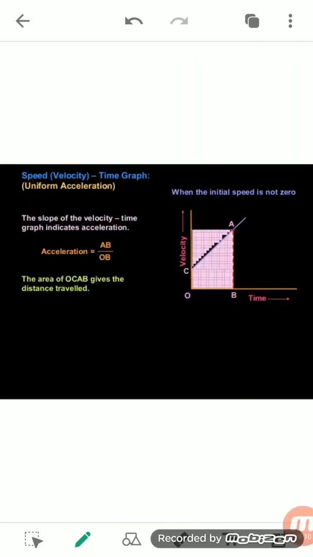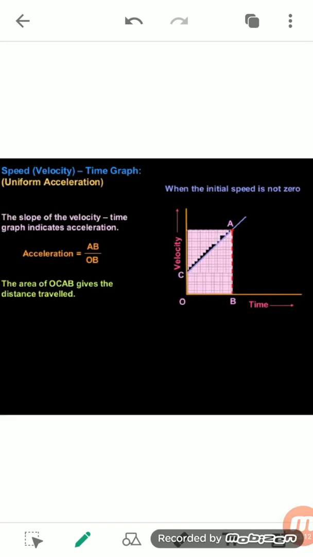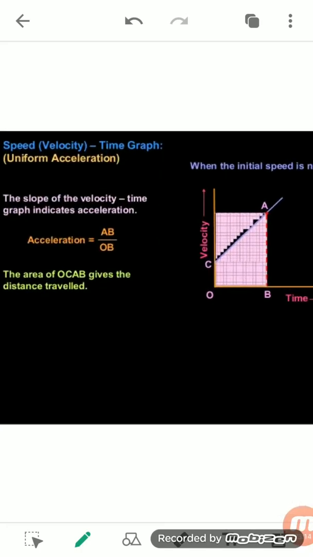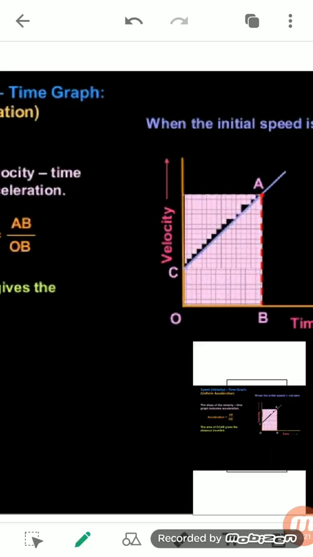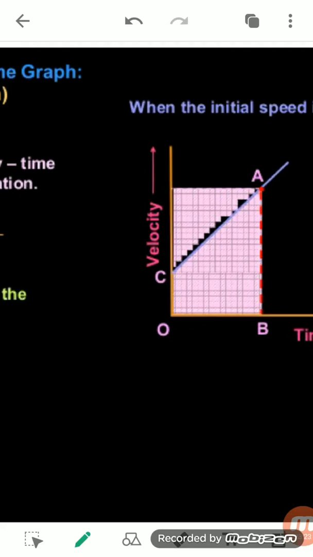Now we will talk about the speed time graph when the initial speed of the body is not zero. You can see in this figure the speed time graph of a body that has an initial speed equal to OC, and then it accelerates from C to A.